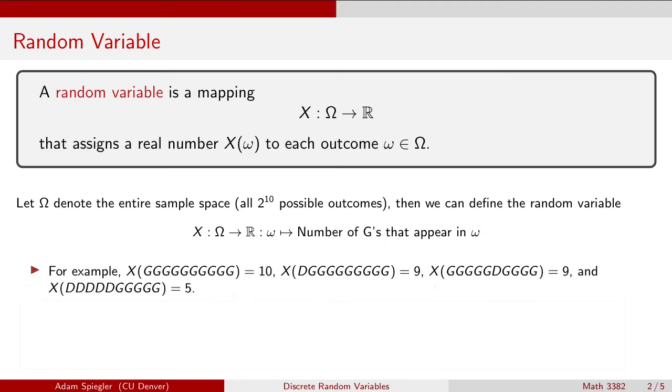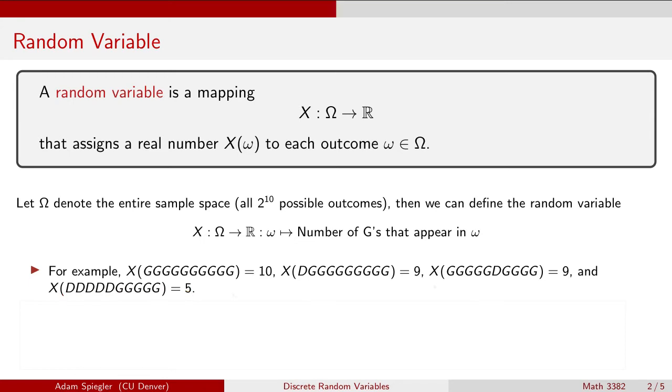So here are some different outcomes that we've talked about. For this one over here, if we have 10 good batteries, the random variable is going to map this outcome to how many G's appeared in that string, which is 10. This outcome would be mapped to 9 because it has 9 G's in it. This is a different outcome that has the same map value 9. And over here would be an example where we had 5 D's and 5 G's. So this outcome gets mapped to 5.